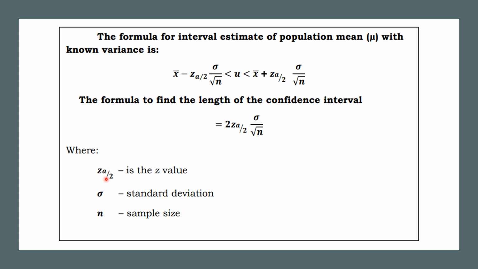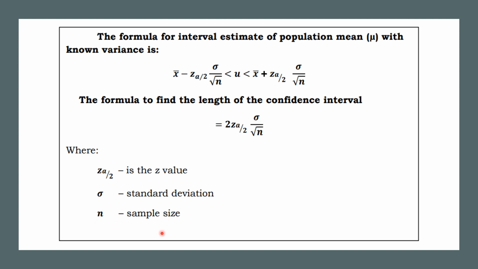We have the letter a, but that must be the Greek letter alpha. Okay, we have this one. This is a sigma, lowercase sigma. It denotes the standard deviation of a population. And then we also have your small letter n. It denotes the sample size.